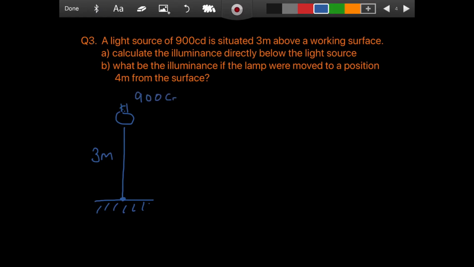We've got a 900 candela. Our formula is E equals I divided by the distance squared, which is equal to 900 divided by 3 squared, and that's going to give us 100 lux.